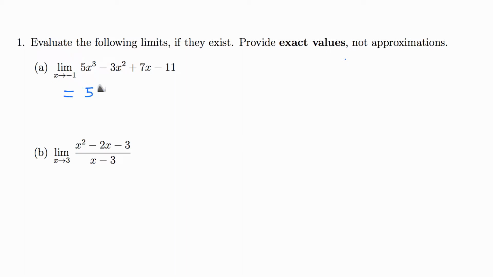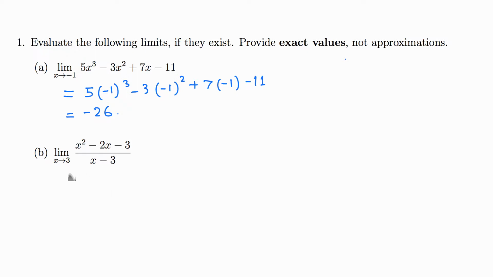So that's 5 times -1 cubed minus 3 times -1 squared plus 7 times -1 minus 11. Now we simply use our calculator or just do it in your head. -1 cubed is -1, times 5 is -5, and -1 squared is +1, times 3 is -3, then -7, minus 11. So if we simplify, this becomes just -26.